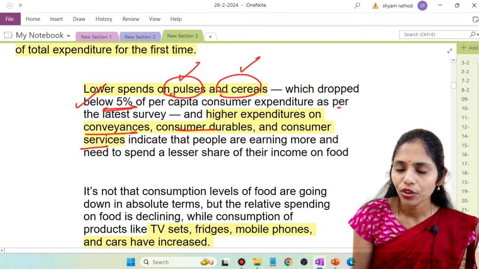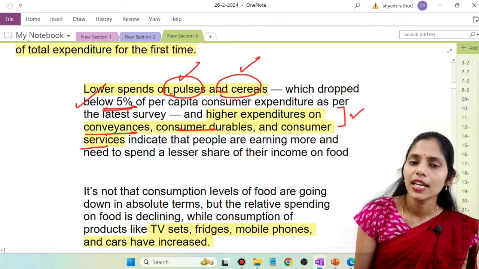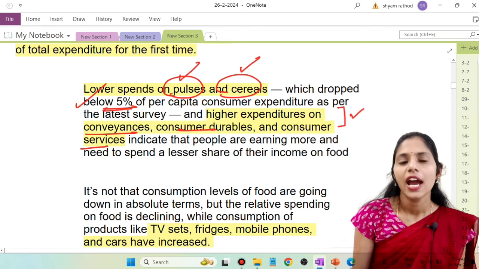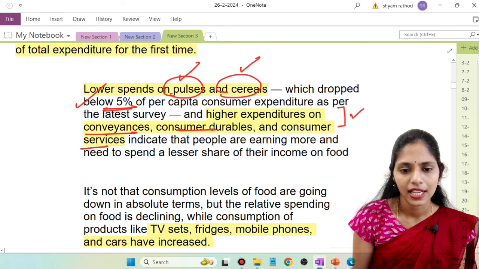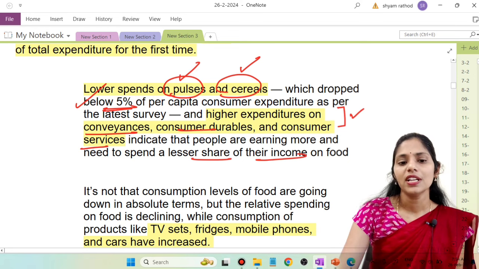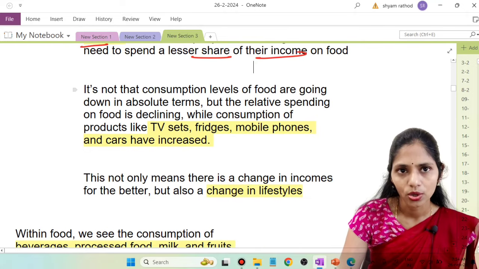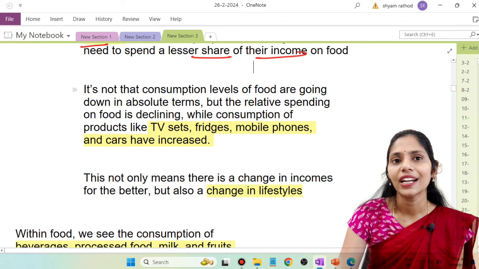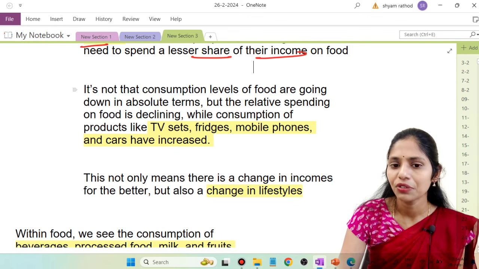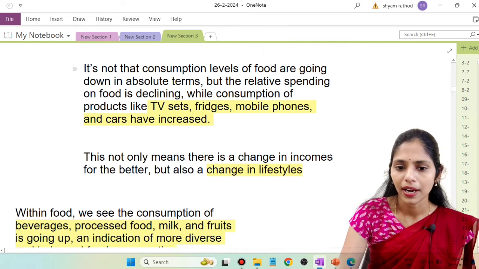So whenever they are focusing on other things, we can understand that the earnings of these people are more, and it helps them spend a lesser share of their income on food. The achievement is that the consumption levels of food are not going down in absolute terms, but the relative spending on food is declining, and the consumption of products like TV sets, fridges, mobile phones, and cars has been increasing day by day.